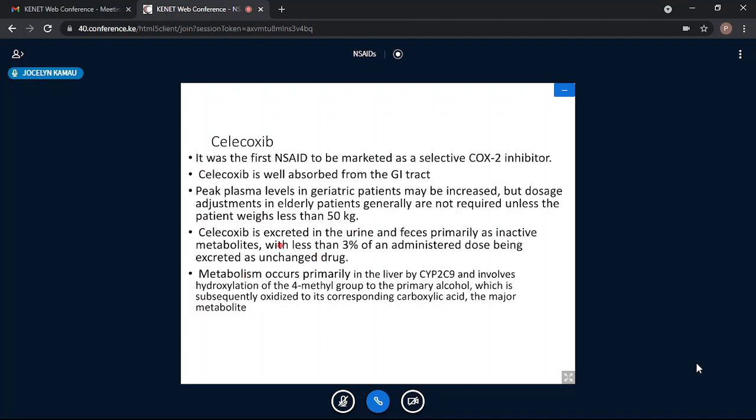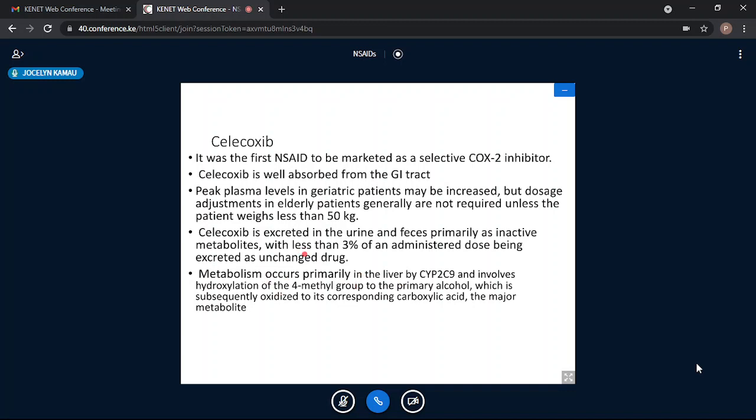It is excreted in the urine and feces primarily as the inactive metabolite, with less than 3% excreted unchanged. Metabolism occurs primarily catalyzed by cytochrome 2C9. Again, when you see drugs that are catalyzed by the cytochrome P450 enzymes, you should remember that there is a chance of a lot of drug interaction. If you give them concomitantly with other drugs that are metabolized by the same enzymes or other drugs that inhibit the metabolizing enzyme, then you do expect that you can have drug interactions.